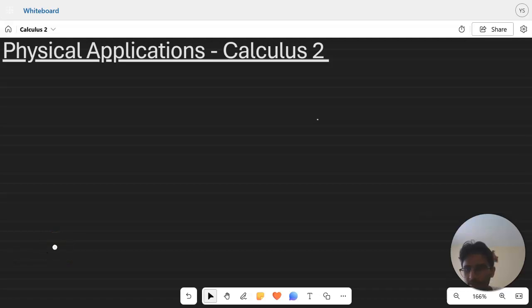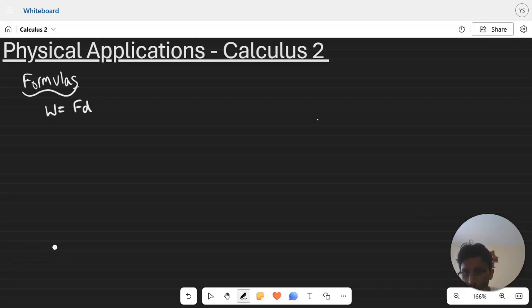Hi guys, let's talk about physical applications that we come across. When you think about physical applications, you should think about some things in physics that you come across. So let's have a look at a couple of formulas that we will use. You could write these down and keep them in your cheat sheet or somewhere so that you could use them whenever you need to.